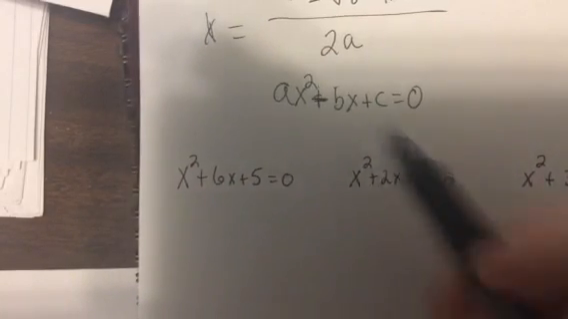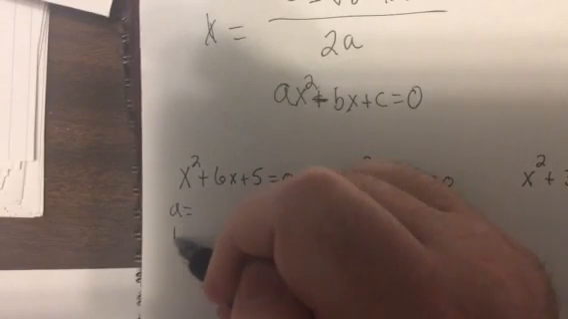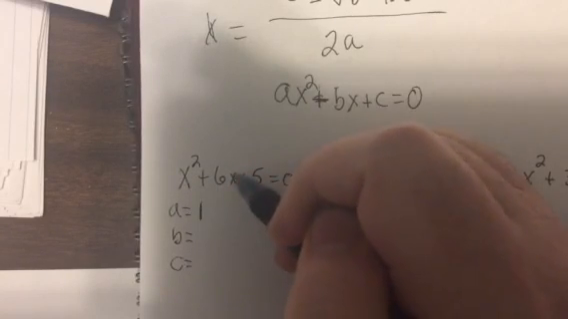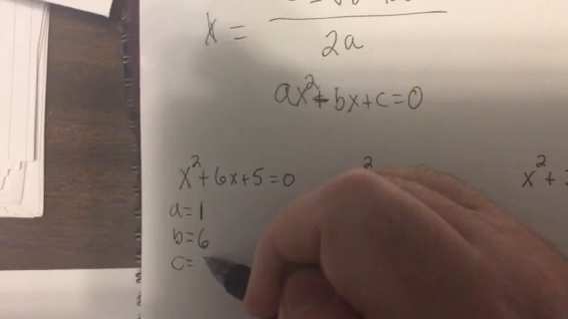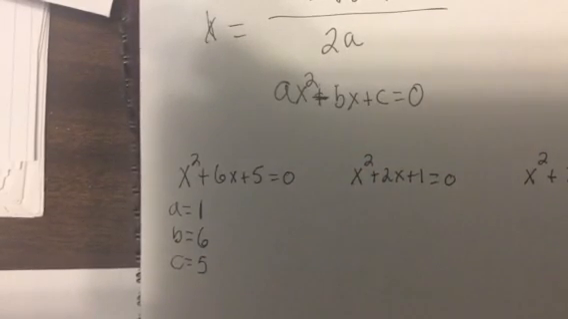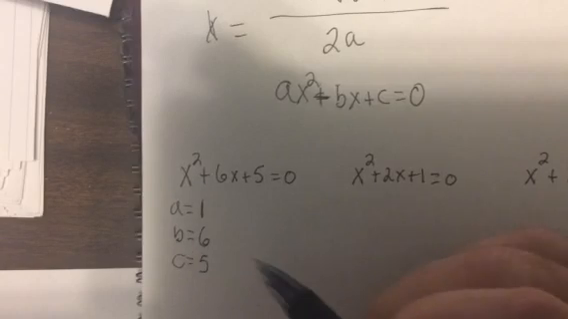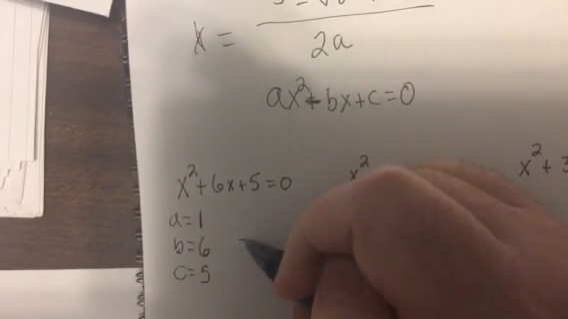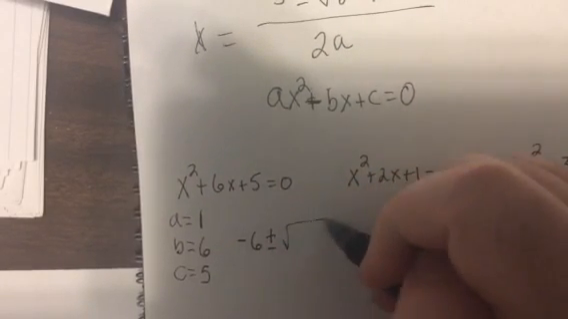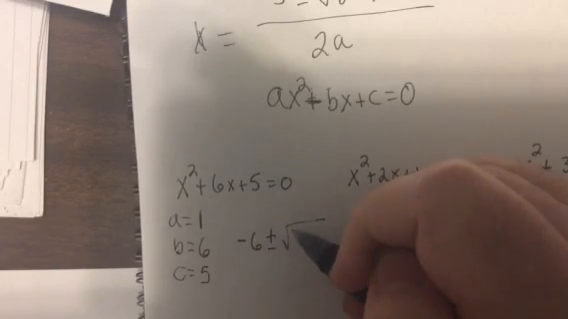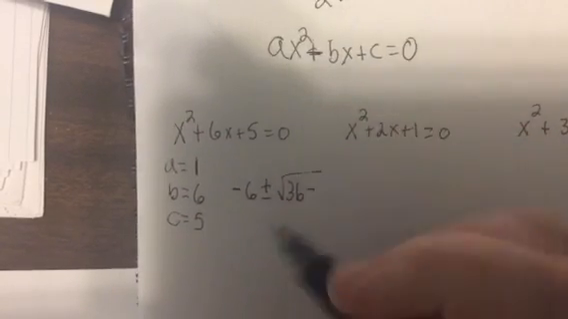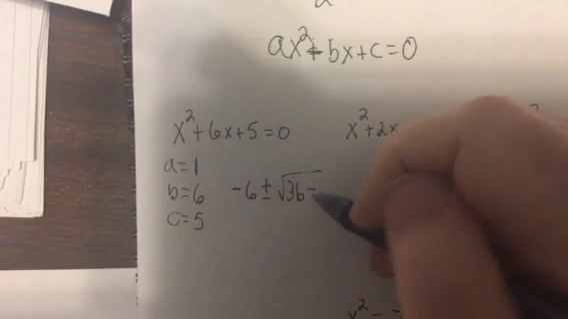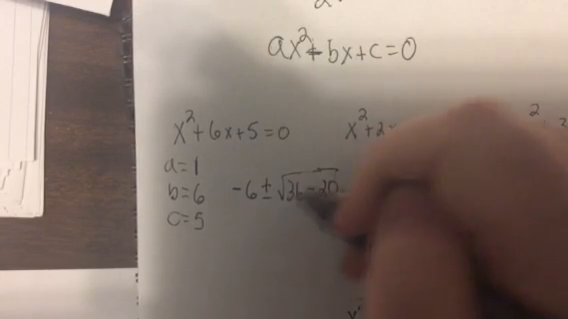So, now some people like to write the a, b, and c down, and I want you to. So, a is the number in front of the x squared, b is the number in front of x, and c is the number that has no variable. Now notice all of them are positive. So it'd be negative b, plus or minus the square root of b squared, b is 6, so b squared is 36, minus 4ac. So 4 times 1 times 5 is 20.